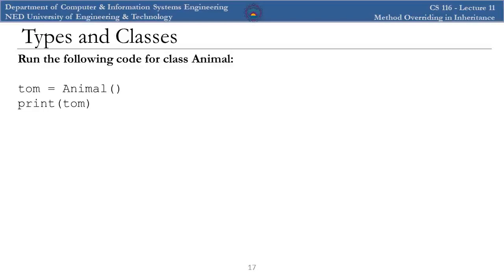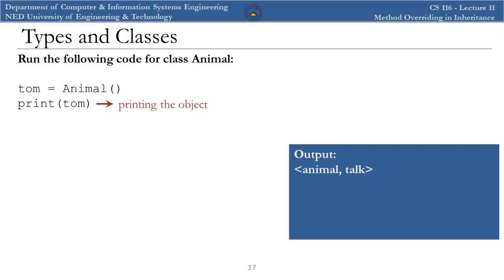Okay, what will it print? The animal class has two instance variables, species and language, and since we are not initializing them to any value here, they will be initialized to the default values. The default value for species was animal, and the default value for language was talk. So it should print the object, and this is the output that we'll get here, right? Animal, talk. And since we have overridden that method str, it is printing this object nicely the way we want it to be, right?